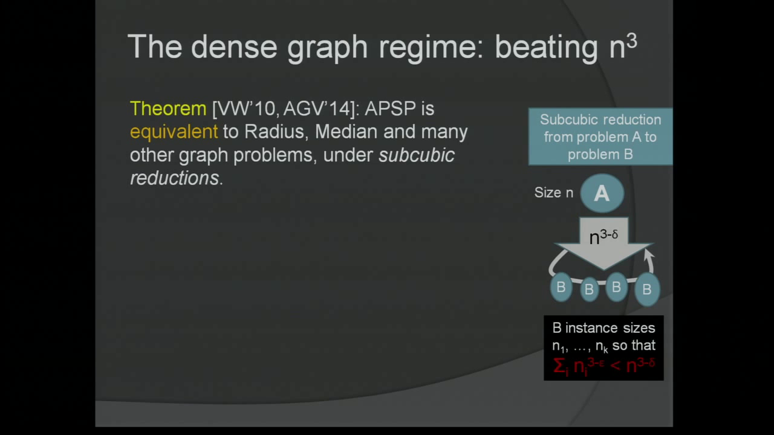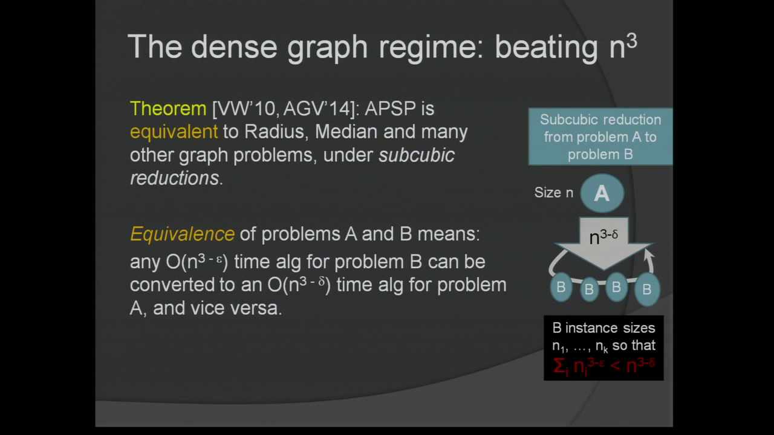So when you do this, what do you get? You get that if you have an n to the 3 minus epsilon algorithm for B, then you get an n to the 3 minus delta algorithm for A by running the reduction and summing up the runtimes for the B's, which exactly follows this. So this is the type of reduction we're going to show. And in fact, I will give you an example where we actually produce a lot of instances of B adaptively. So this is not always the case. Often we actually only produce one instance, but for the example I'm going to show you, we actually need to do this.